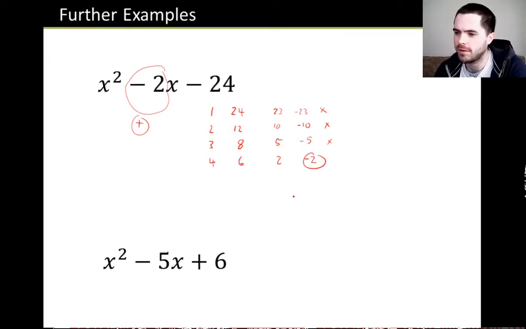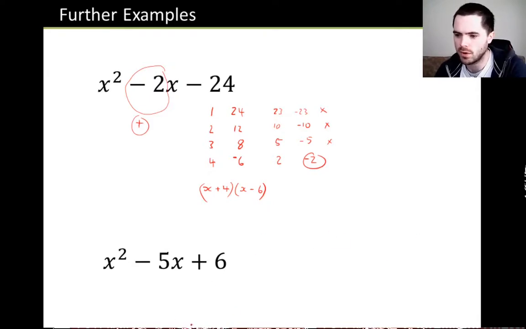And what did I say just before that? 4 take away 6, that will give us negative 2. What does that mean? We are looking at x plus 4 and x take away 6. That is this quadratic in its factorised form.